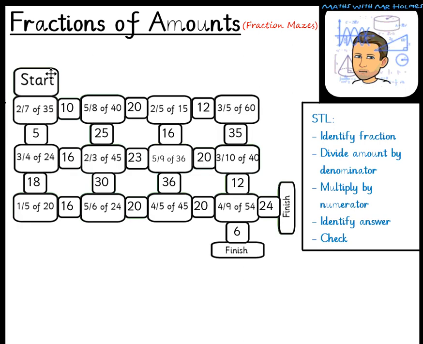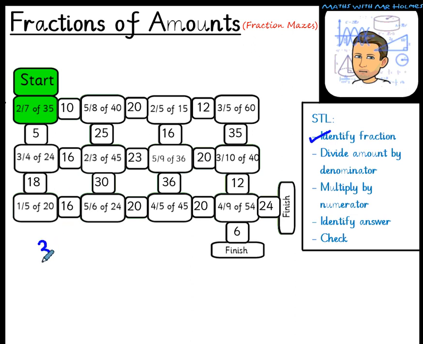Ooh, here we are at the start, and we need to get to the finish. Wonder which finish though. Okay, let's identify our fraction. We have 2/7. That's 2/7 of 35. We're going to divide the whole amount by the denominator. Let's write our working out.